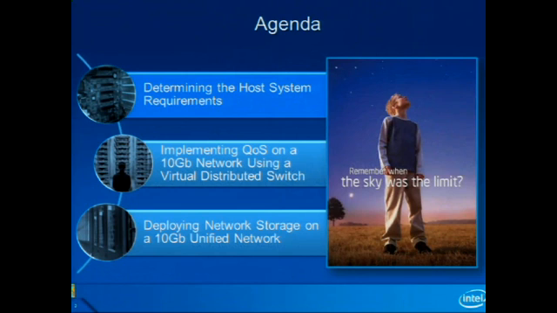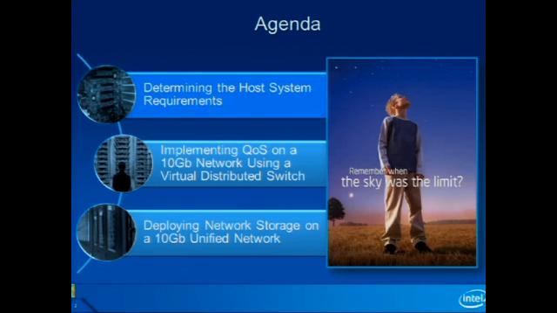The format of this, I'm going to break it up into 3 different areas. One is around system requirements for 10 gig. The second is taking advantage of some of the network I/O control and the QoS features that are built in to 5.0, some of the new ones. I'm not going to cover every one of the new features in 5.0. There are other sessions for that.